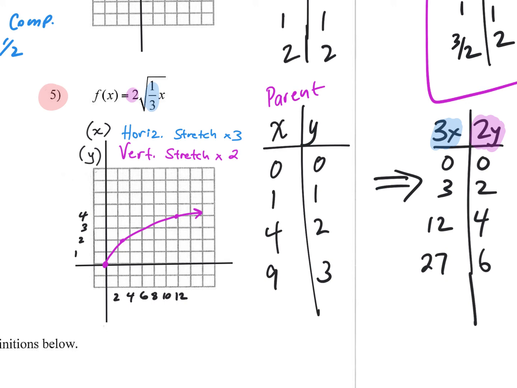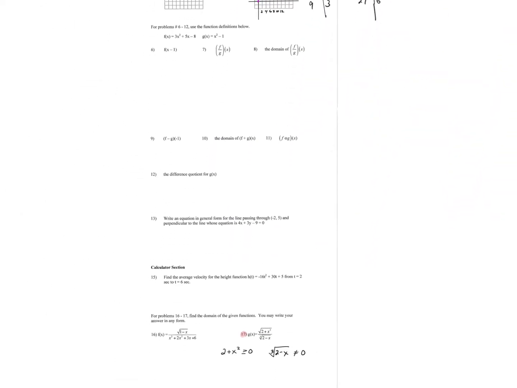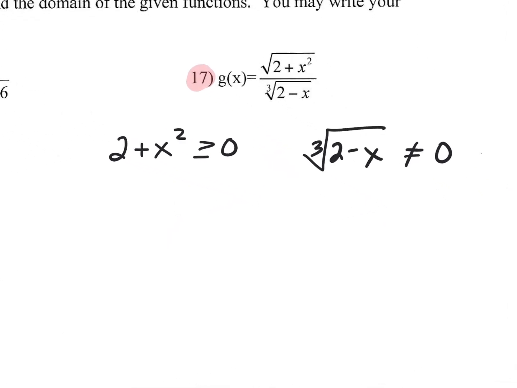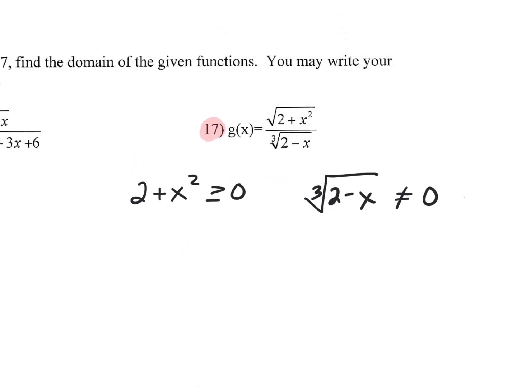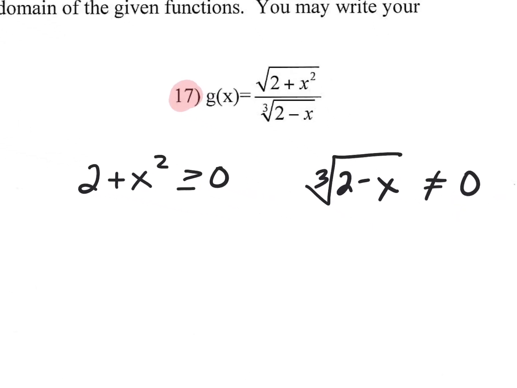Just one more problem we were going to look at in this particular video, and it is number 17. And what we're looking for on this particular problem is the domain. So what possible issues could come up here? Well, I have a square root in my numerator. So whatever goes into my square root, 2 plus x squared, must be greater than or equal to 0.